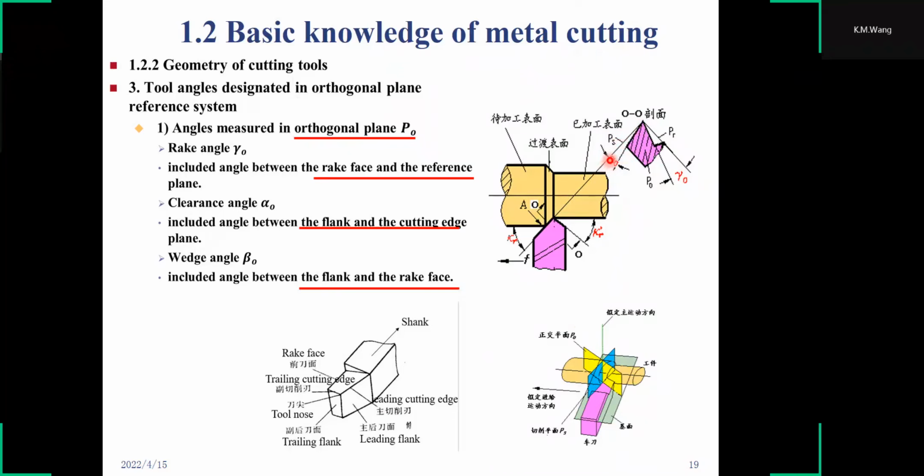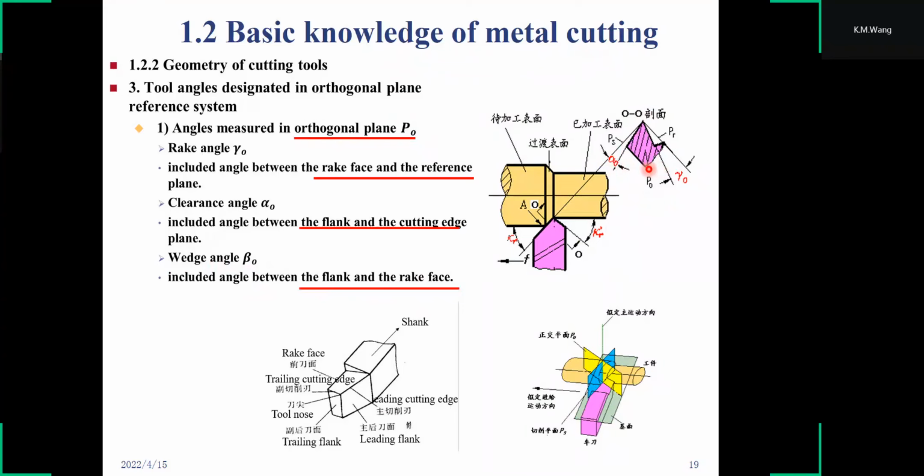And the other important angle is the wedge angle, beta. This angle is between the flank and the rake face. This is the flank, and this is the rake face. So this angle is the wedge angle.